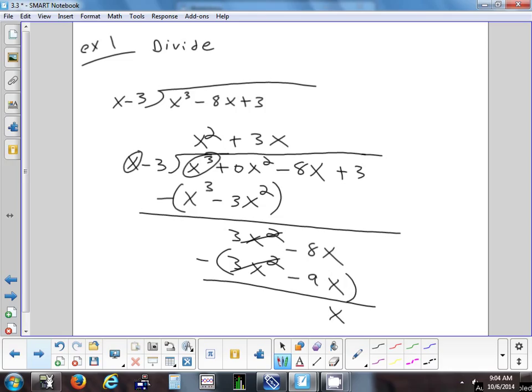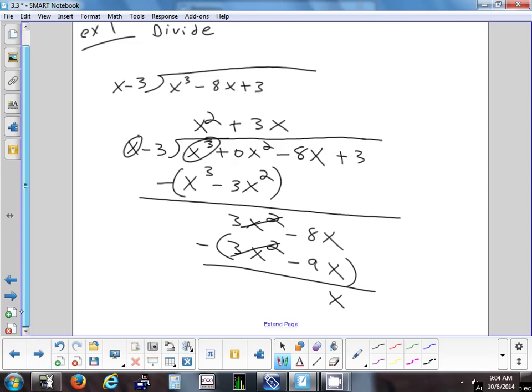Okay, now the degree of what I have here, the remainder, is equal to the divisor. We need to keep going. We keep going until it's less or comes out to 0. Okay, so now we're going to divide x into x. Don't forget to bring down your 3.